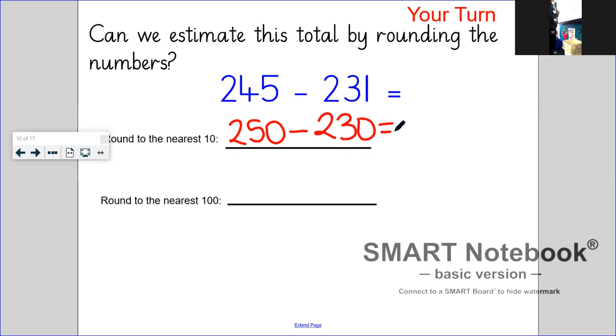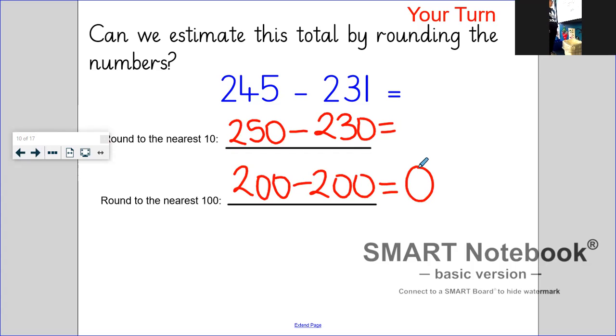Well, I can make that even easier. Let's round to the nearest 100. I'm going to round that down to 200, and I'm rounding this down to 200. So actually, my answer is roughly going to be around 0. It's going to be less than 100, but more than 0. That's my estimated answer.